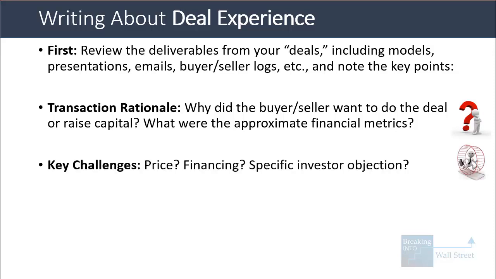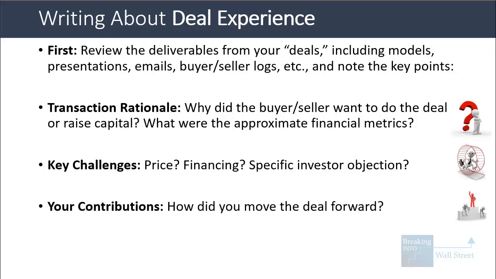Then there are the key challenges. So what were the biggest stumbling blocks or difficulties in this deal? Was it agreeing on the price? Was it getting the financing in place? Was it answering specific objections from investors about certain aspects of the company's business? Whatever it was, figure it out and then be able to write about your contributions in relation to those key challenges or others. For example, how did you move the deal forward? Did you find something that made the lives of the senior bankers easier?